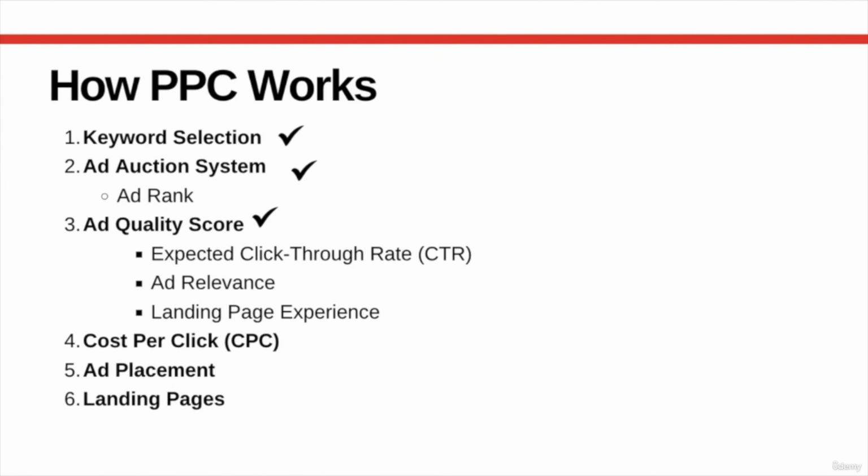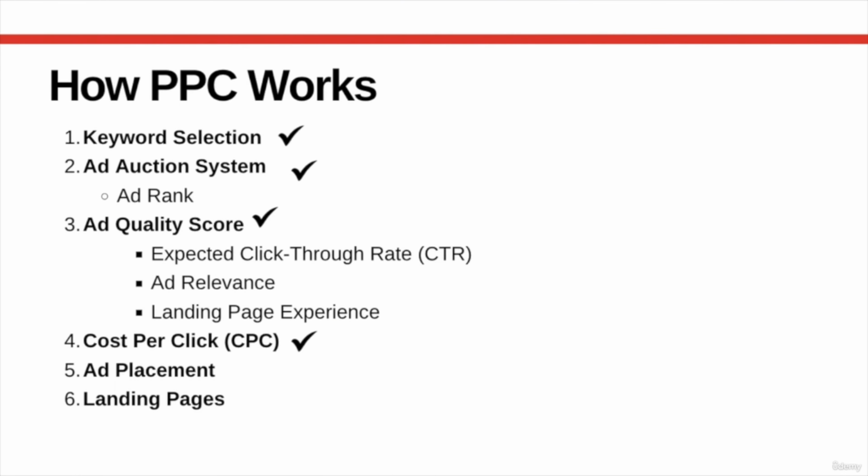Ad quality score. The quality score is a crucial metric used by Google to determine ad placement. It considers expected click-through rate, CTR, how likely users are to click on the ad; relevance, how well the ad matches the keyword searched; and landing page experience.